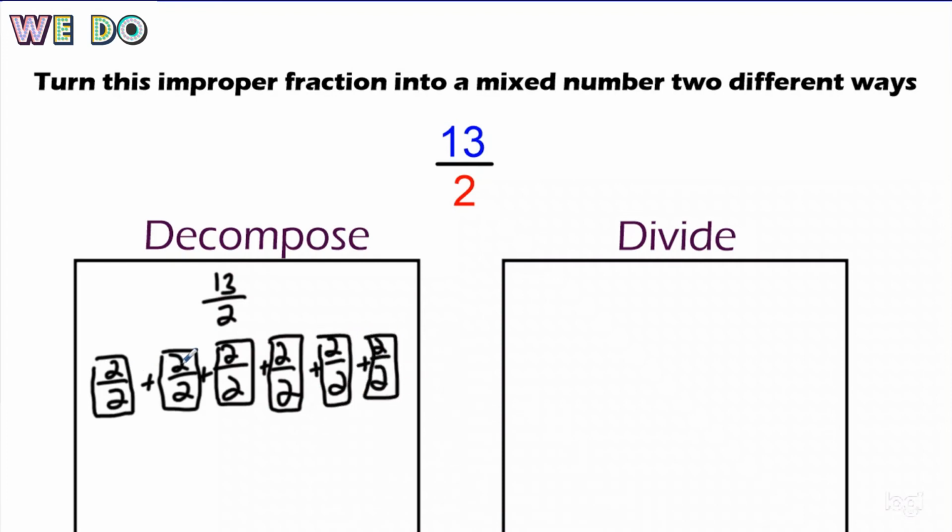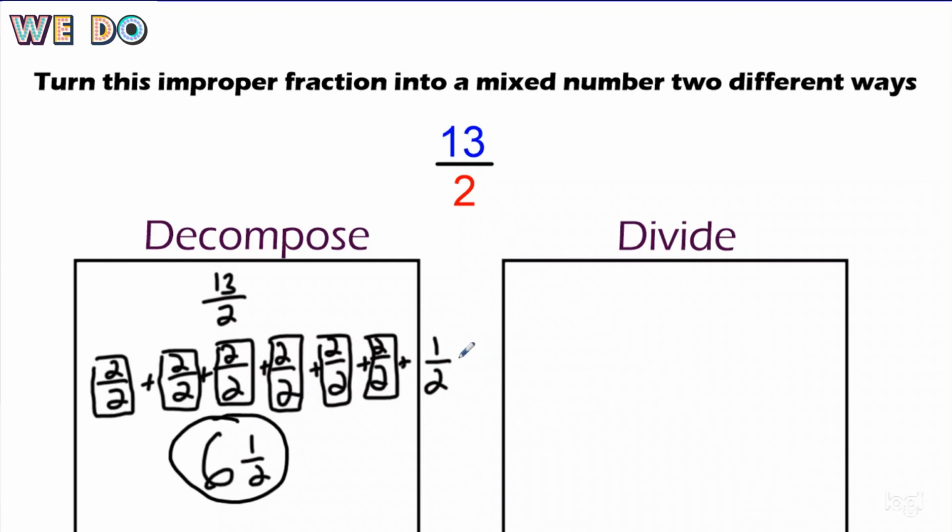And now I have 2, 4, 6, 8, 10, 12. I need 1 more. I got to go outside my box for this. There we go. And so I had 1, 2, 3, 4, 5, 6 wholes I just took out and a leftover fraction of 1/2. If you notice, I'm not drawing a 1 around the 1/2 because it's not 1 whole. 2/2 is equal to 1 whole. That's why I draw the 1 around. I call it the big 1. So 13 halves is the same thing as saying 6 and 1/2.